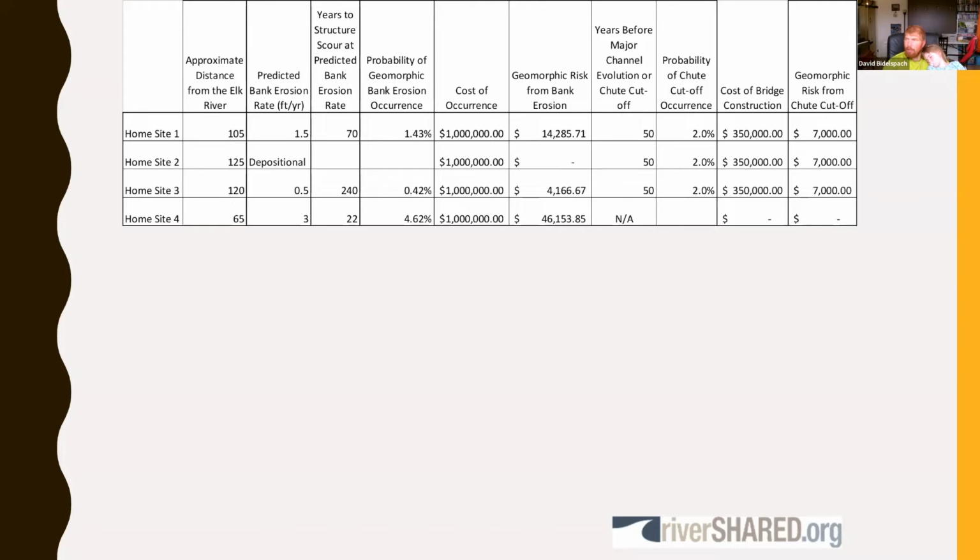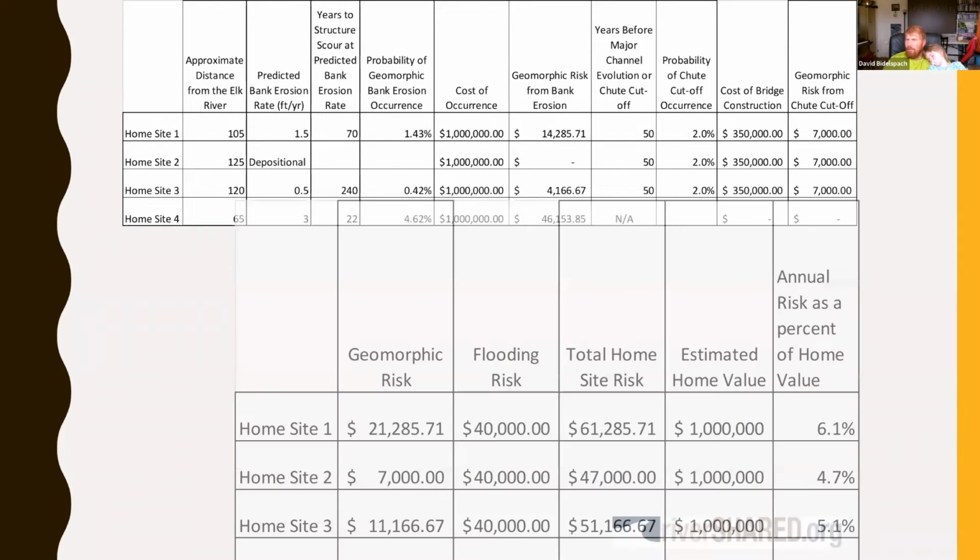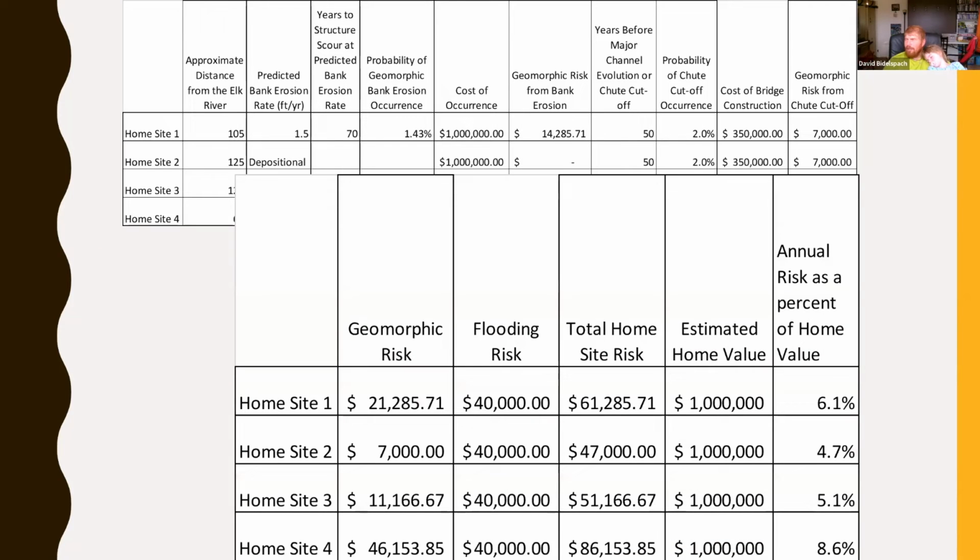So this came up with a cost. And we said, okay, this is the geomorphic cost of a cutoff for each of these. And this is just the cutoff, because one of the sites would not be affected by a cutoff, the other ones would. And that means they'd have to build a bridge or figure out what to do with it. And then we also looked at the cost per home site value. Now, I assumed it was a $1 million home site value, but some of these homes are probably more. But we basically took the geomorphic risk plus the flooding risk, and then the total site risk.